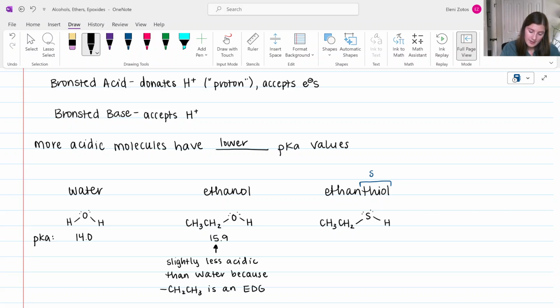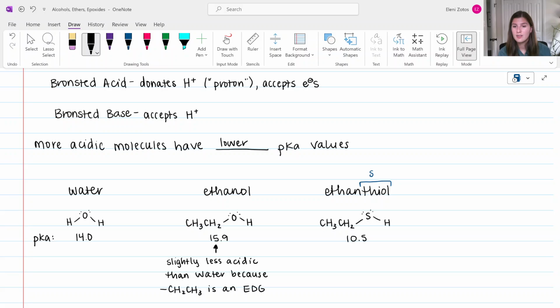The pKa of ethane thiol is 10.5. So it's more acidic than both water and ethanol. The more similar molecule is ethanol. The only thing that's changed between ethanol and ethane thiol is that we now have a sulfur instead of an oxygen atom. If we look at the periodic table, sulfur is one row below oxygen. So it is a larger molecule, and that's the best way to explain why ethane thiol is more acidic than ethanol.